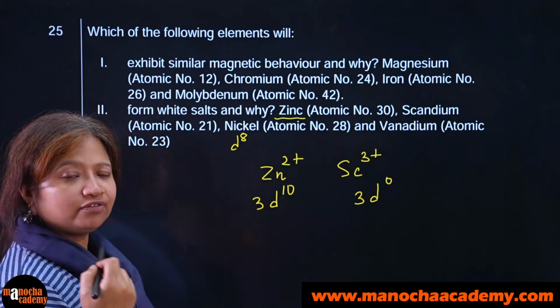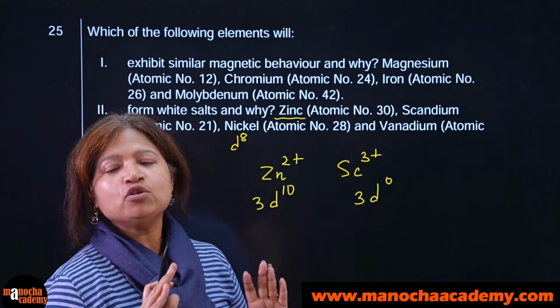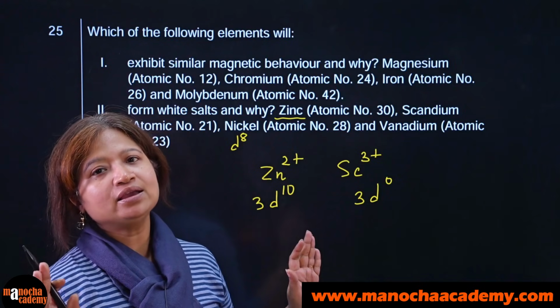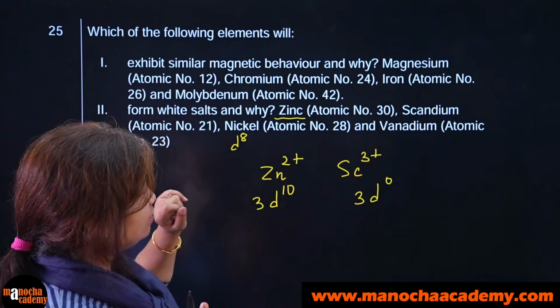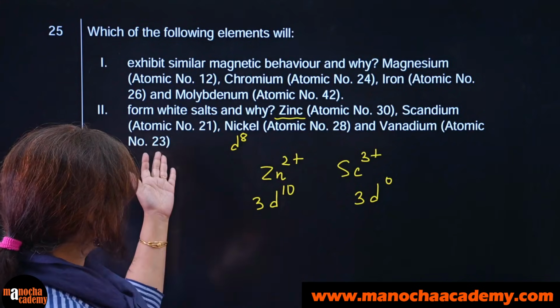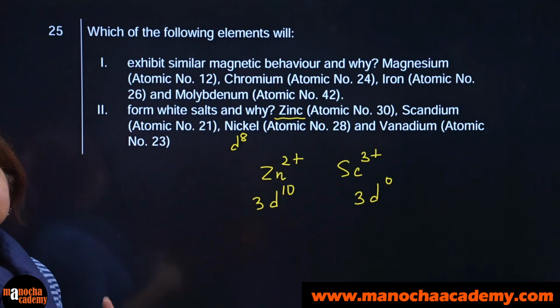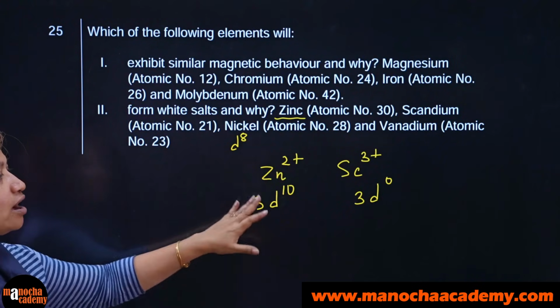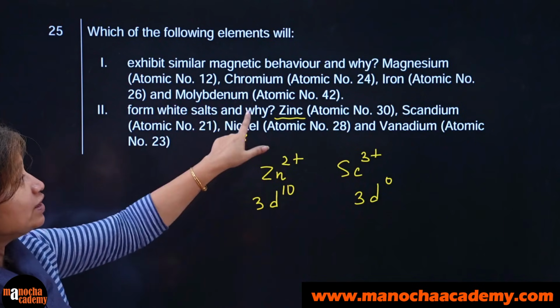So for D0 and D10 only, there will be no d-d transition, so the salts will be white. This one will be colored. Vanadium, atomic number 23, also has 2+ possible, and 3+ is also possible. So 2+ is possible, and the d1 configuration is there. Taking this into account, this is the answer.